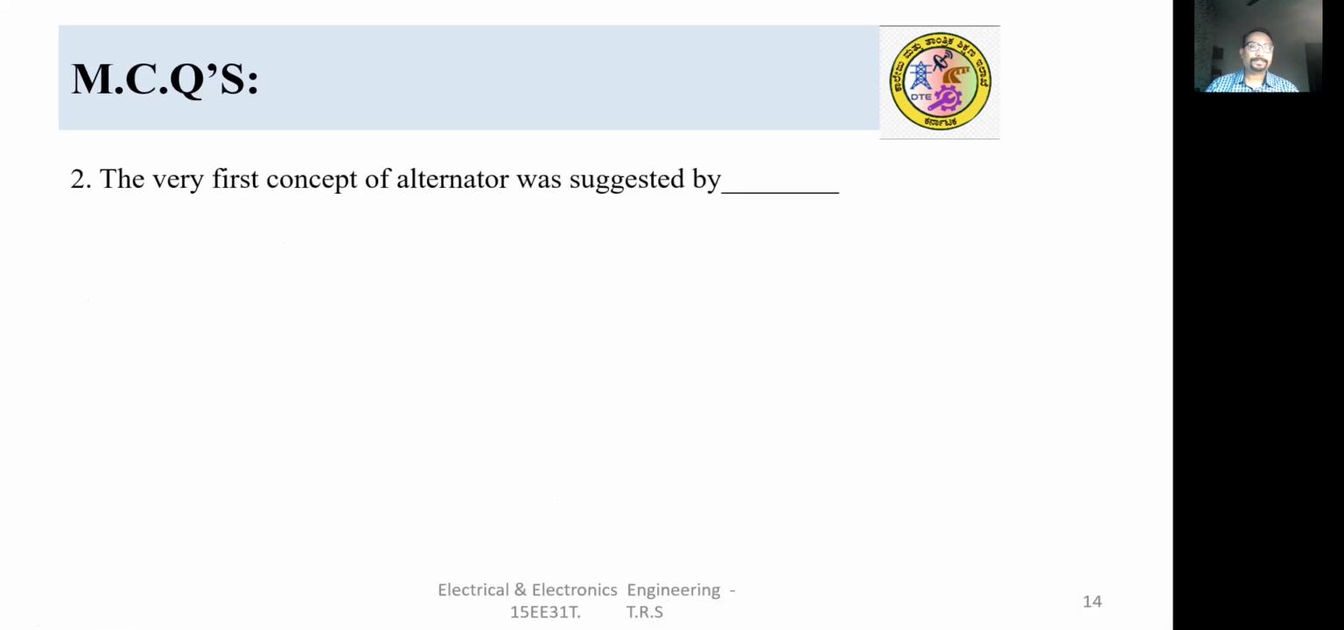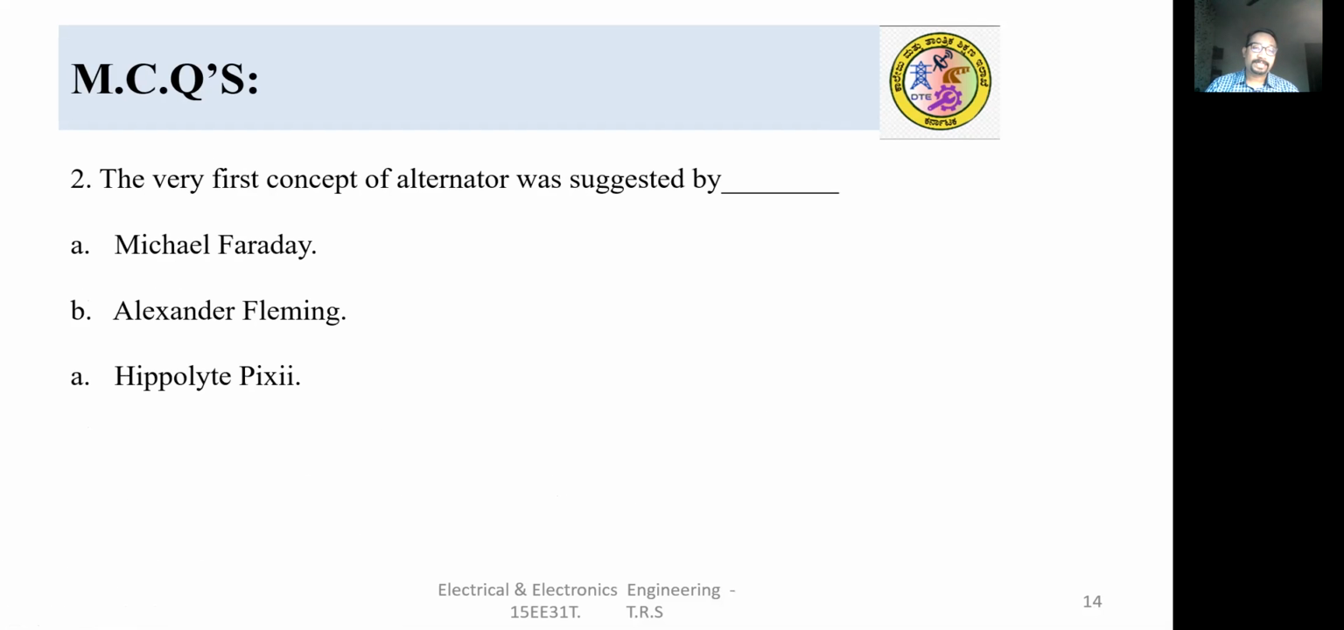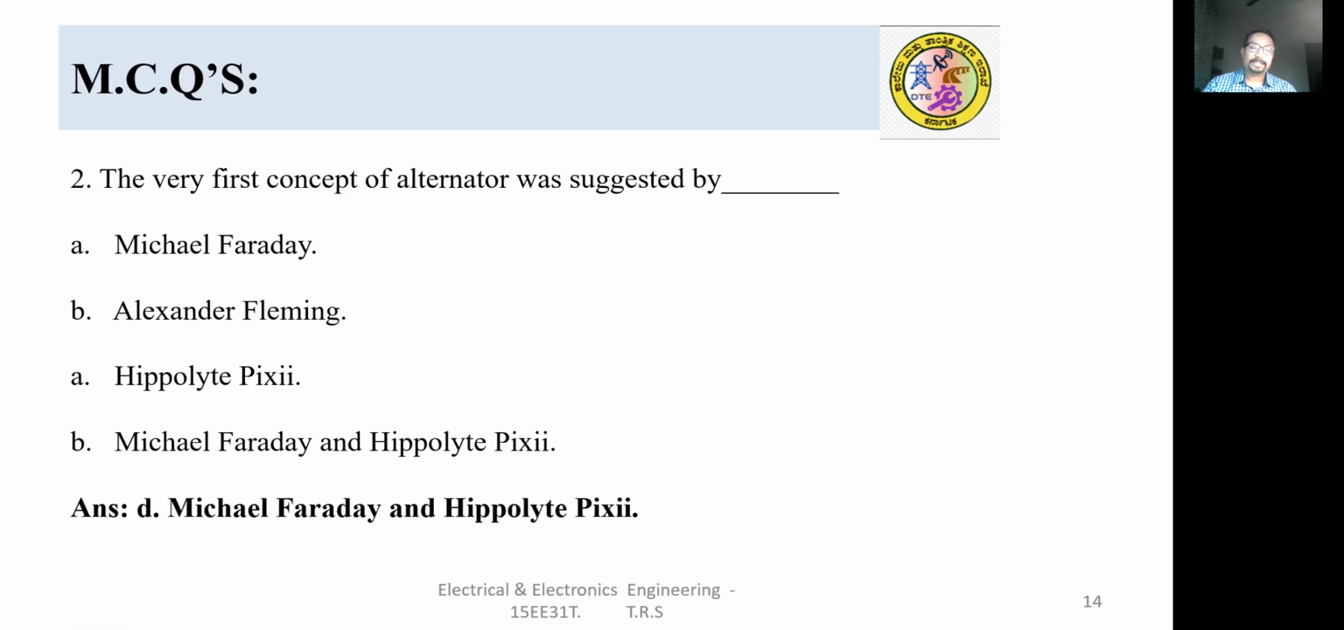The next one is: the very first concept of alternator was suggested by? Who suggested the first concept of alternator? Let us see the options. Michael Faraday, Alexander Fleming, Hippolyte Pixii, or Michael Faraday and Hippolyte Pixii, that we have learned? The answer is Michael Faraday and Hippolyte Pixii.